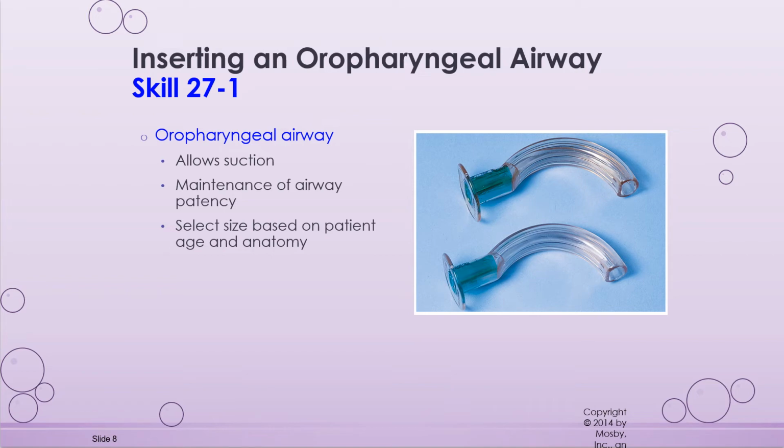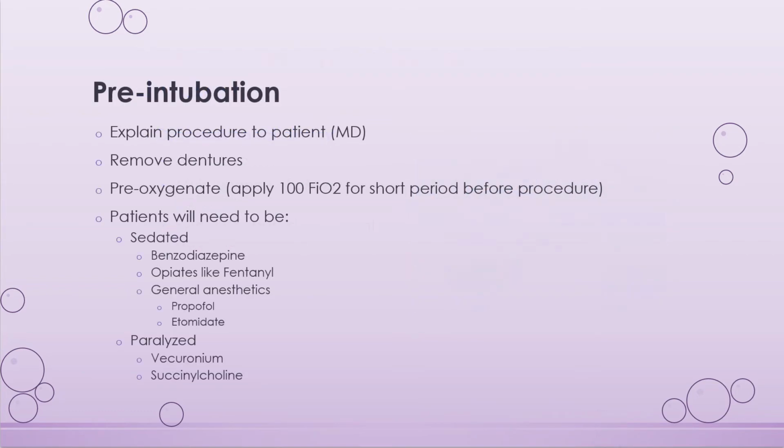The point is to pull the tongue forward and keep the airway open. If it's too small or too big, you can actually be making the problem worse. All right, so you're going to select the size of the patient based on the age and anatomy, and you're actually going to look that skill up in your textbook. Okay.